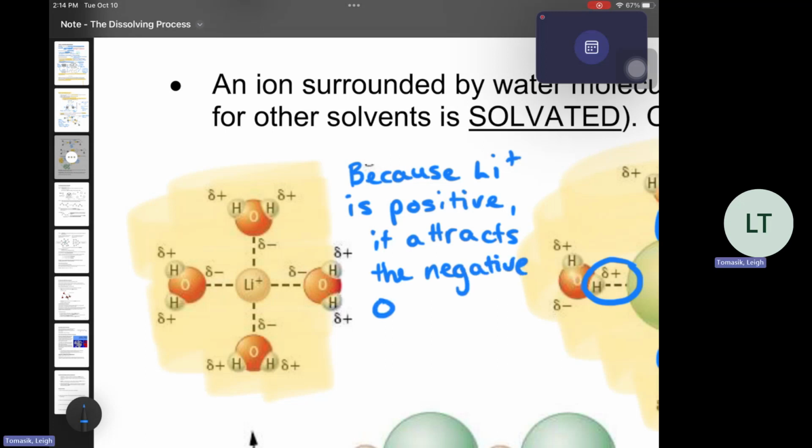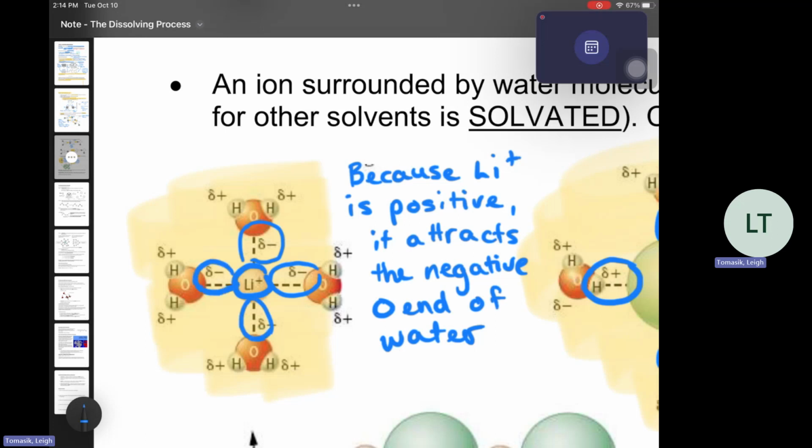The negative oxygen end of water. Okay, so you can see here lithium is positive, and you can see it's attracted to the negative end. The oxygen end of each water molecule lines up so that the oxygen is closest to the lithium.